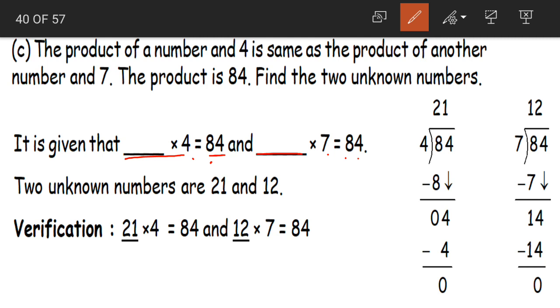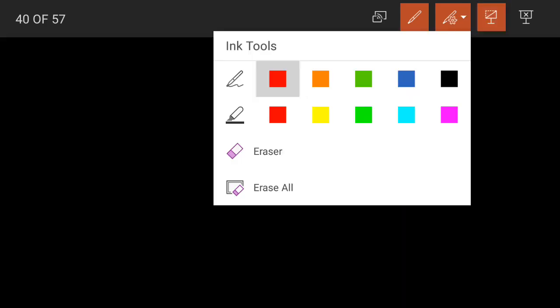Okay, children, in the same question we are given two multiplications here and both their products are the same. So how to find out the other number here? Divide the product by the given number. So for the first number, what would it be? First number would be 84 divided by 4.